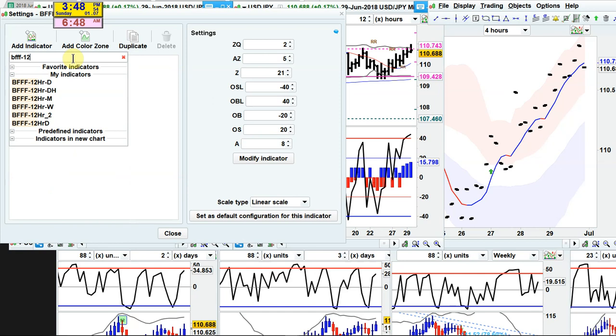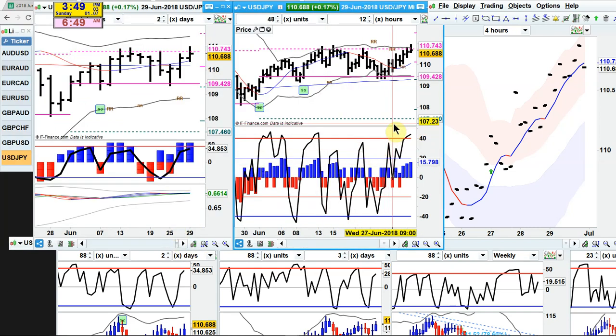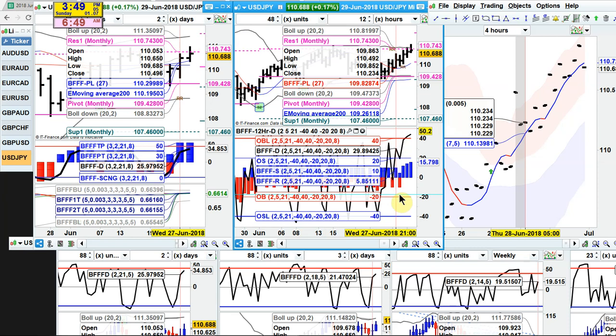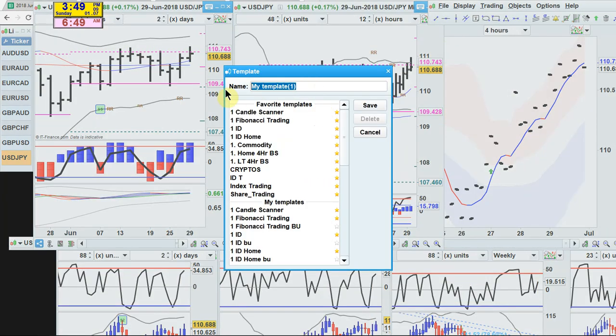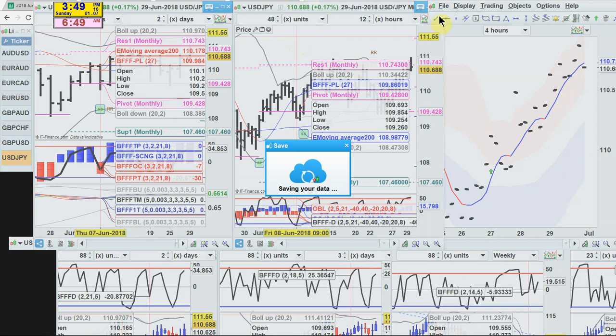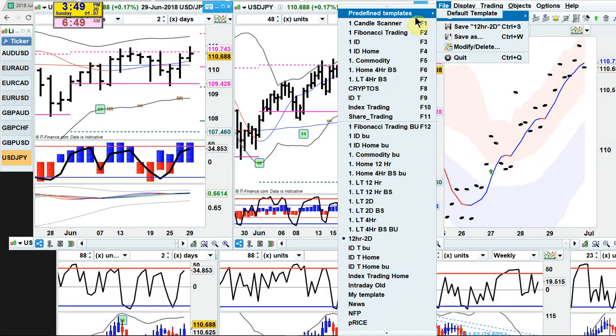What was the first one? 12 power, only 12 power, is it? Sorry, I have to go back. I forgot the name. I did not write it down. So what I'll do, I'll save this. For example, I'll save this as file, save as. You can say 12 hour and 2D. You save it. And then go back to your 12 hour. It will take 1 minute. I'm demonstrating so I'm doing it slowly.